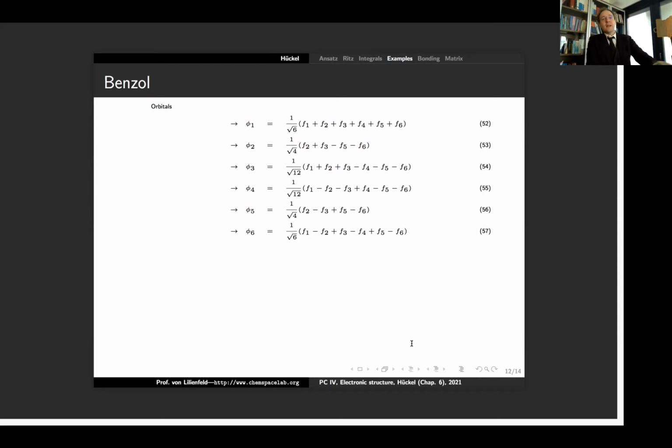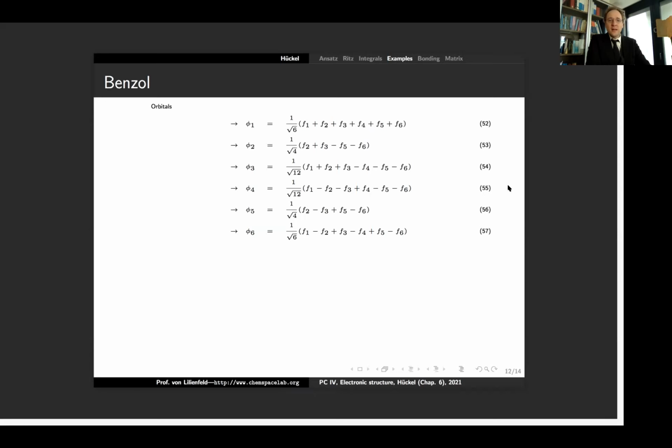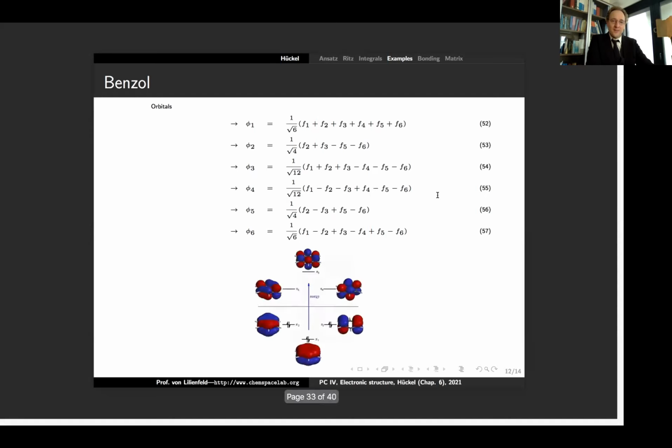You can also try other variants of benzene. You can substitute them. You can try pentadiene, cyclopentadiene, or cycloheptatriene. So these are all questions which you might want to look at.